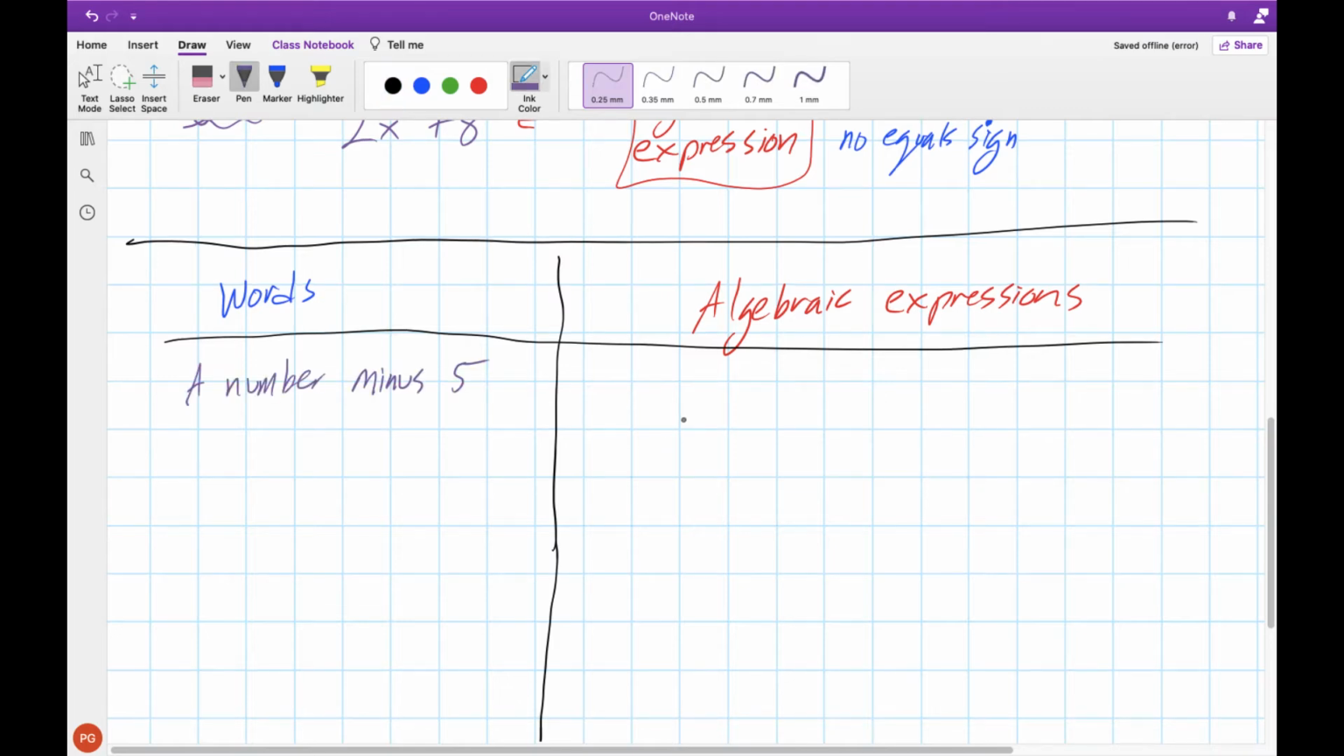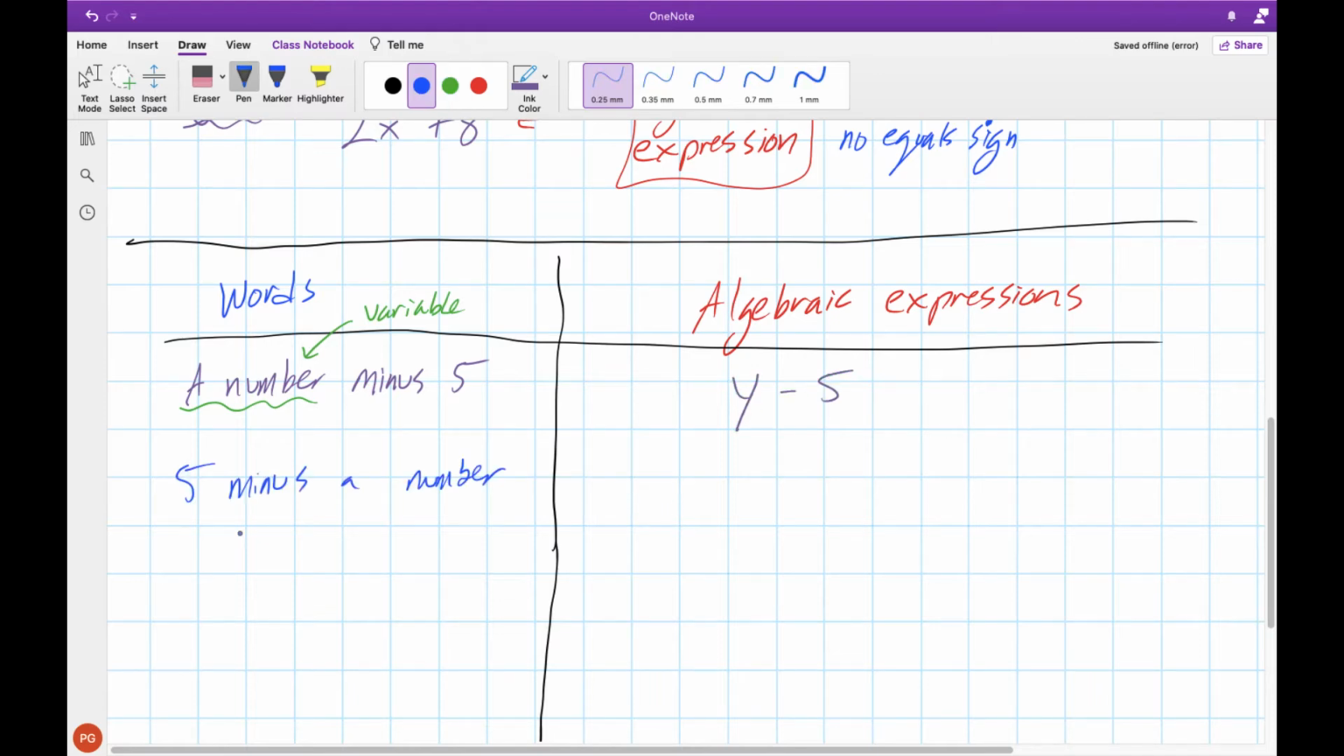So if we had a sentence or a situation where we were trying to figure out what is a number minus 5, how would we represent that using variables and numbers? The way that we would do this, a number minus 5, anytime you see the words a number, this is a variable. And we can give any name we want to this. Let's say we go with y this time. So this says y minus 5.